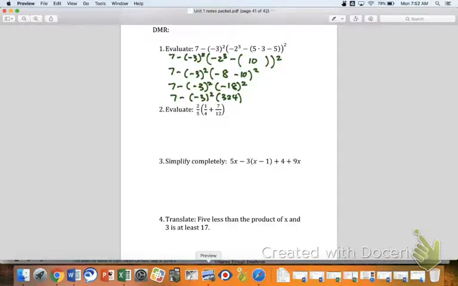Interesting. Okay. 7 minus negative 3 in the parentheses squared is 9. And let's see here, 9 times 324, 2,700, 2880, 2916. Is that right? So 7 minus 2916, negative 2909. Yes, I thought so.